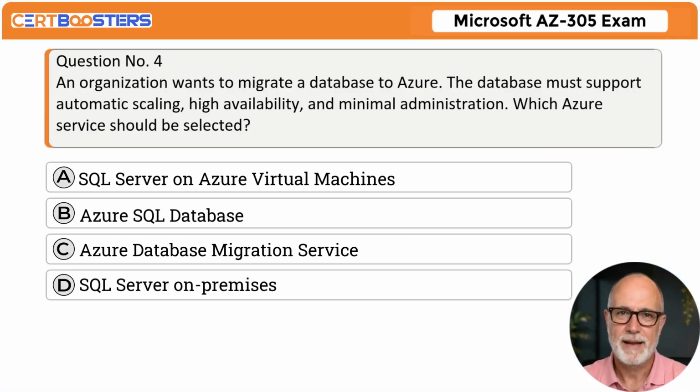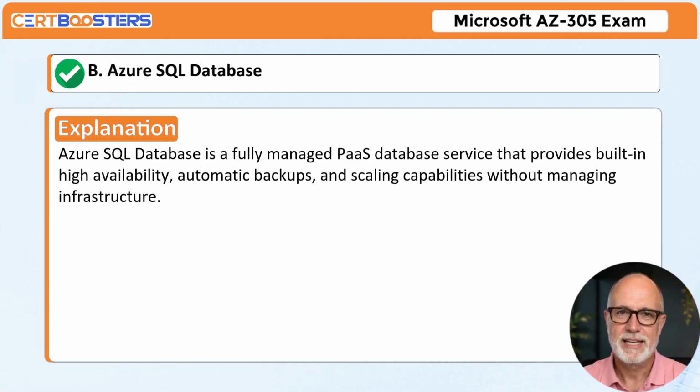Question number 4. An organization wants to migrate a database to Azure. The database must support automatic scaling, high availability, and minimal administration. Which Azure service should be selected? A. SQL Server on Azure Virtual Machines. B. Azure SQL Database. C. Azure Database Migration Service. D. SQL Server on Premises. Correct answer: B.